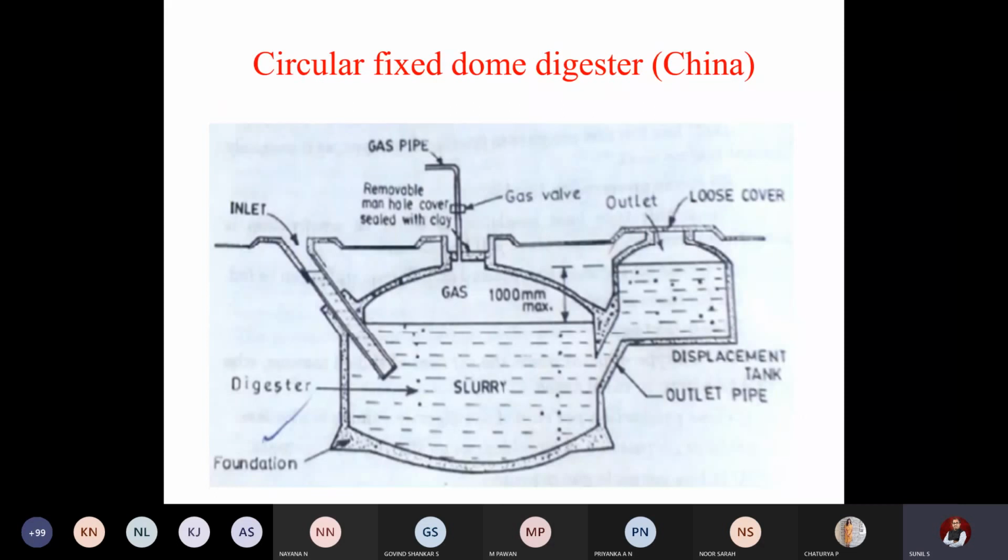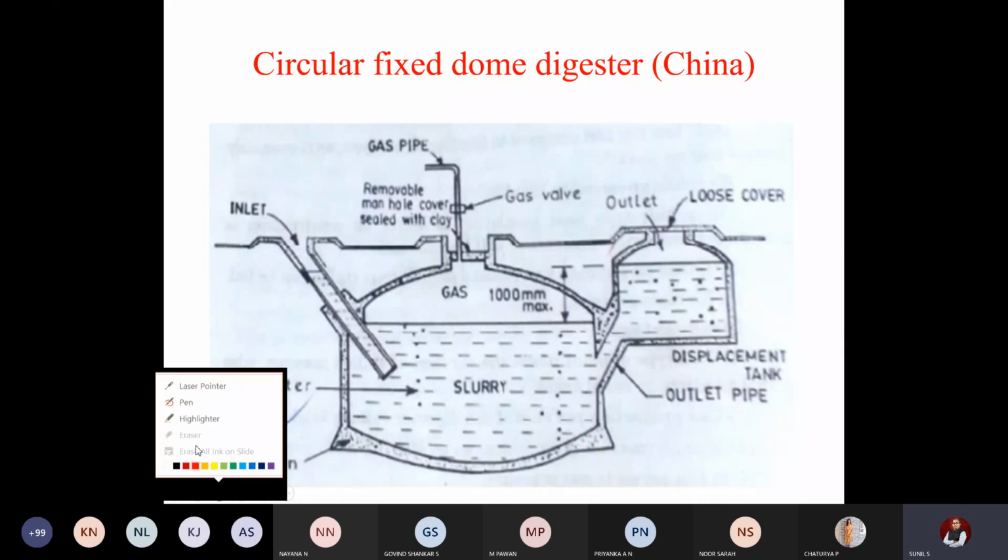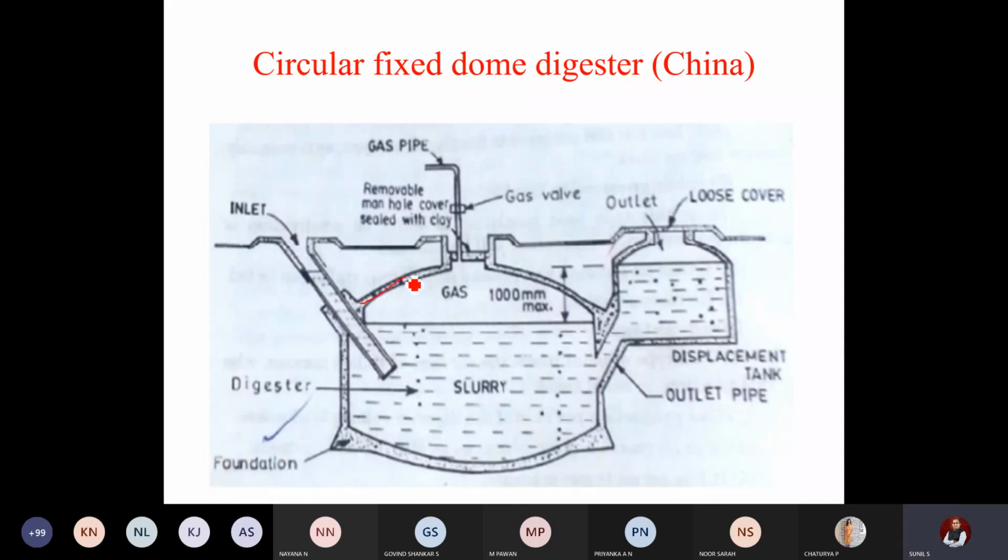Okay, so next we will discuss the second most popular design. It is also called the circular fixed dome. Why is this name circular fixed dome given? You can clearly see over here. The dome of this digester is somewhat circular, and if you see the overall design, it almost looks circular. So, circular fixed dome.